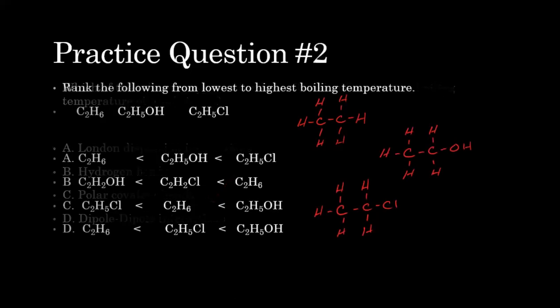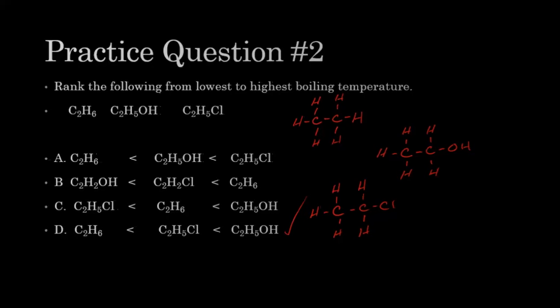Let's take a look at another question. Rank the following from lowest to highest boiling temperature. So when we look at these molecules, we can see that C2H6 really doesn't have anything going for it. It's not hydrogen bonding, it's not dipole-dipole, so it's just going to be London dispersion forces. The second one, C2H5OH, would have hydrogen bonding because of the oxygen bound to the hydrogen. And C2H5Cl, there's a dipole there, so that would be intermediate. So it looks like our answer would be D: C2H6, followed by C2H5Cl, followed by the hydrogen-bonded C2H5OH.